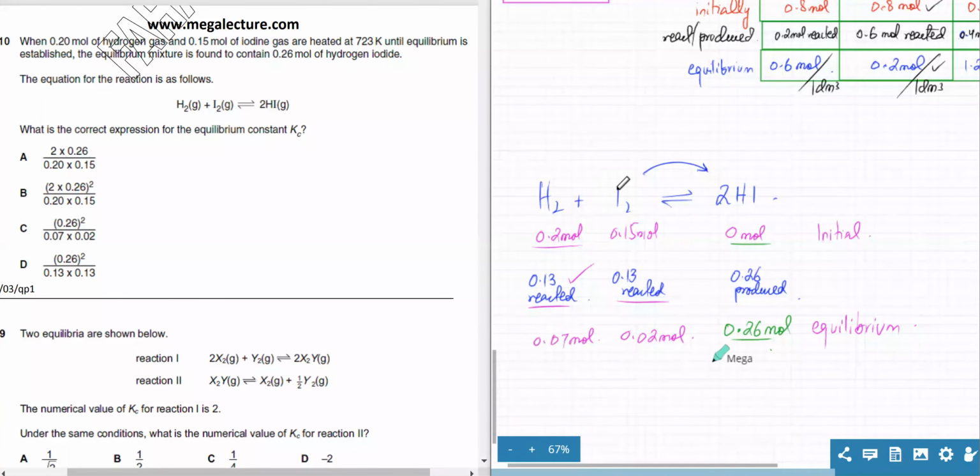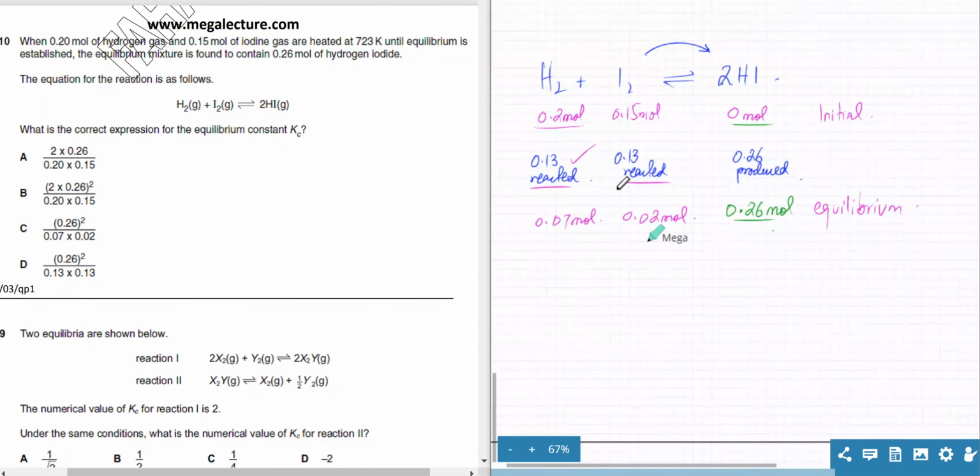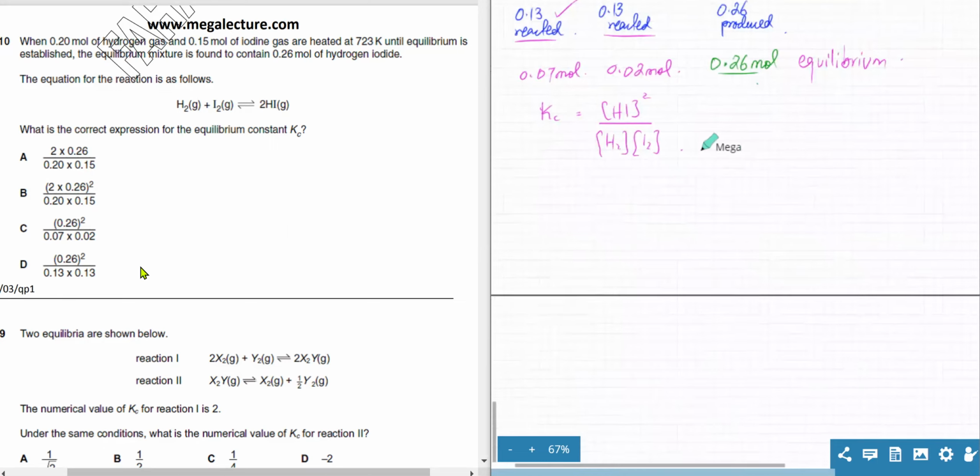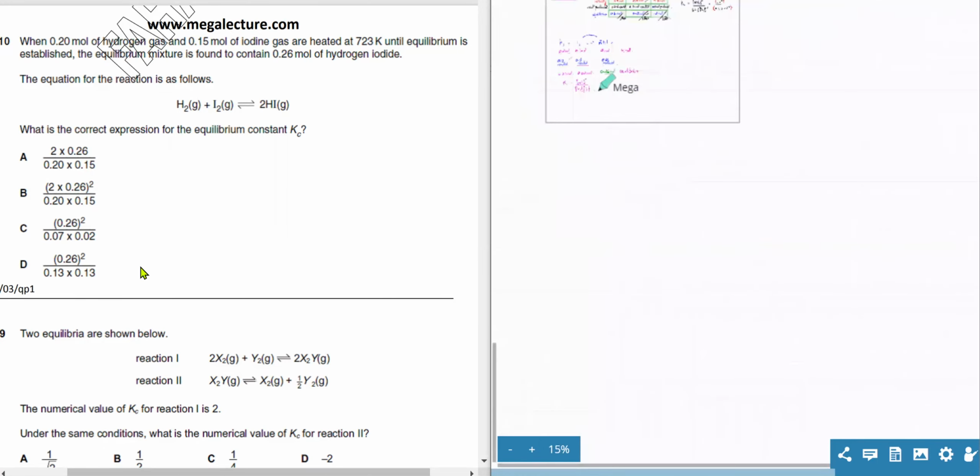And the final thing you have to do is write the Kc expression. The Kc expression would be HI concentration squared, and the whole thing would be divided by H2 concentration and I2 concentration. The coefficient is 2, so it's going to be squared. So it's going to be 0.26 squared divided by 0.07 into 0.02, and the answer is going to be C. Okay, is this clear to everyone? Rita, is this clear? Abba, is this clear? Yes. Yes. Yep.